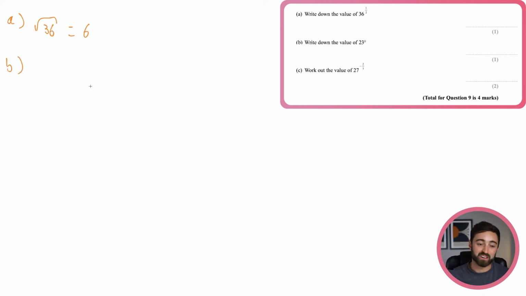Part B. Well, super simple, right? Anything to the power of 0 is 1. Boom, indices laws. You should know this. Oh, let's get this under a minute. 27 to the minus 2 over 3. Okay, this won't be under a minute. There's basically 3 things we need to do here, okay?